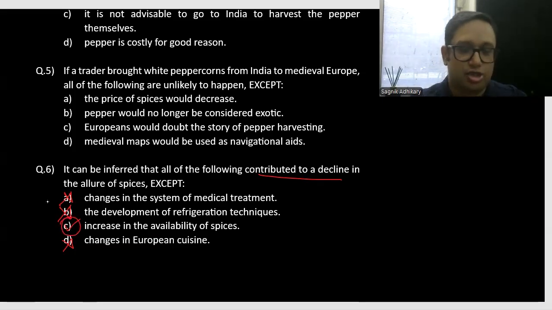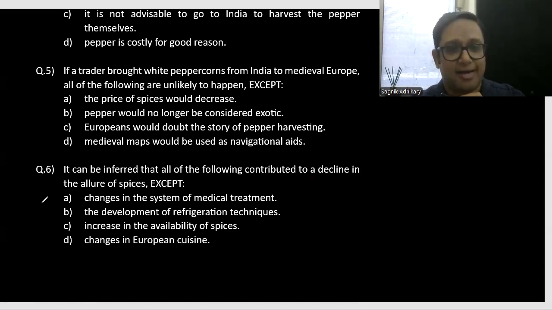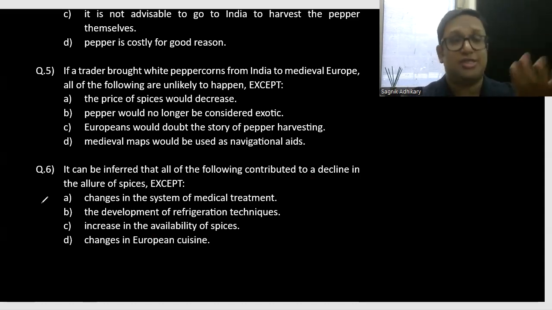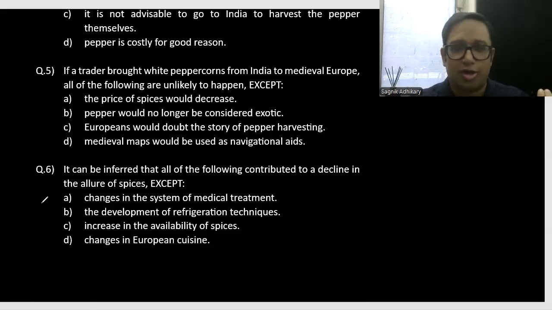So that concludes our second passage. This was something a bit more manageable, to suggest that in CAT, the RCs are not impossible. These questions were easy to medium at best. The passage was somewhat difficult. One could call it a medium passage, but it was still interesting to read.